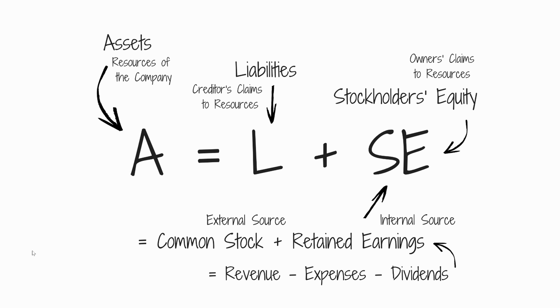Now, retained earnings is made up of a few different things. To determine retained earnings, you take revenue minus expenses minus dividends. Revenue is the money made by providing a service or product to customers. Expenses are the cost of providing that service or product, and dividends are payments or distributions out to the stockholders.